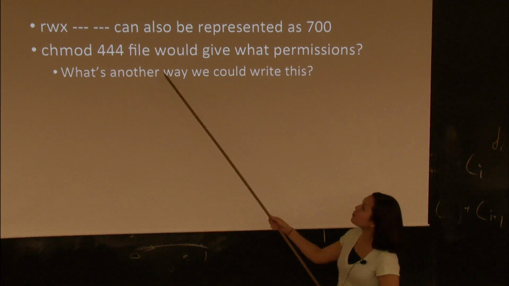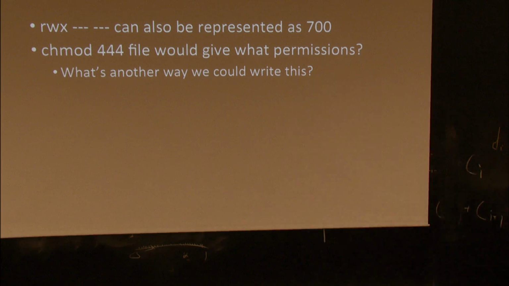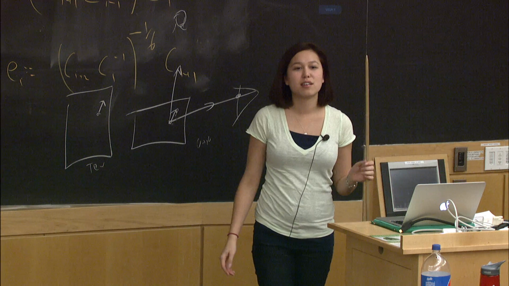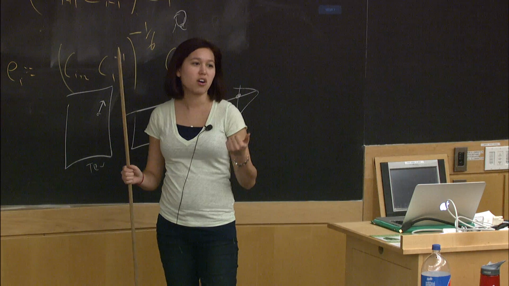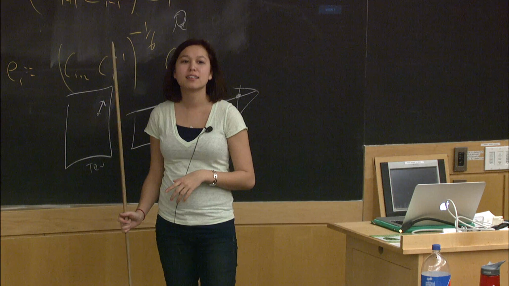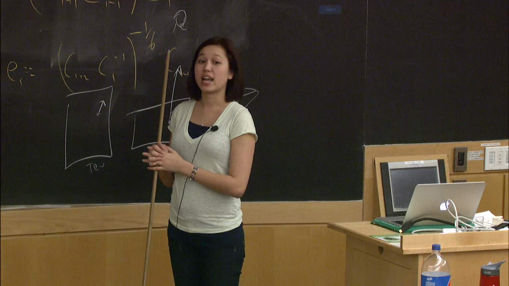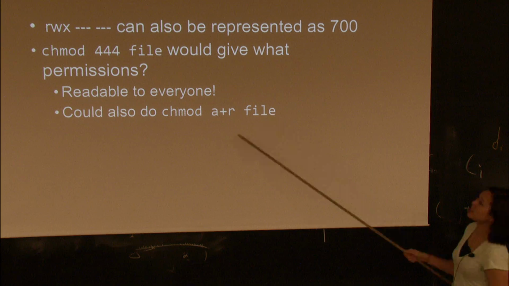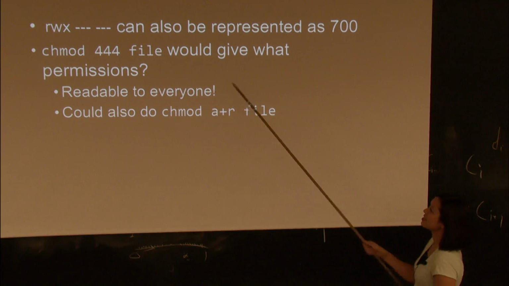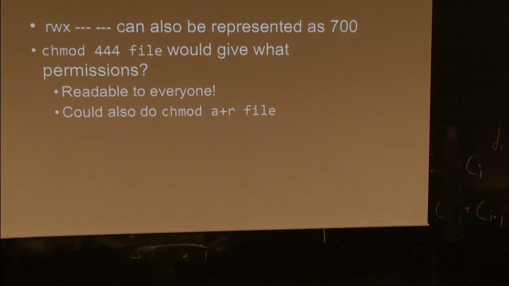So chmod 444 on some file would give what permissions? Readable to all. So readable to everyone, right? And then what's another way we could do that? If we want to do chmod with either r's or w's, pluses and minuses, what would that call look like? It would be chmod what? a plus r. a plus r on the file. Okay, so this is the same as this, just two different translations of the same thing.